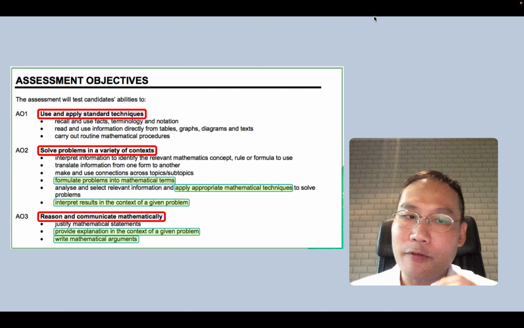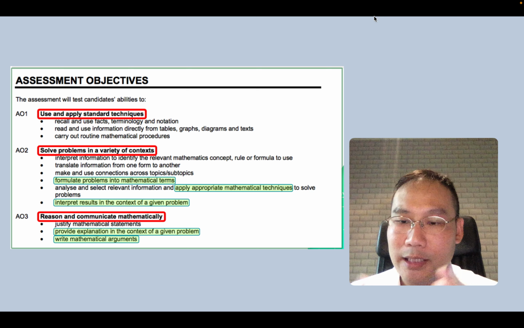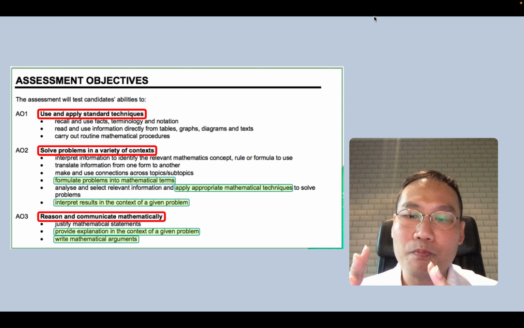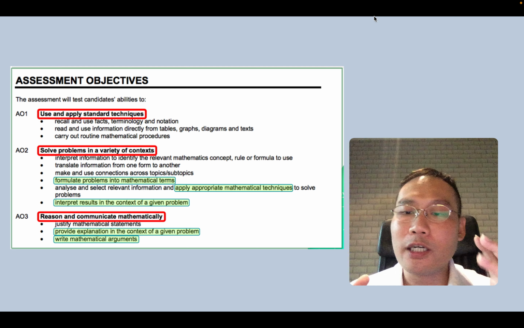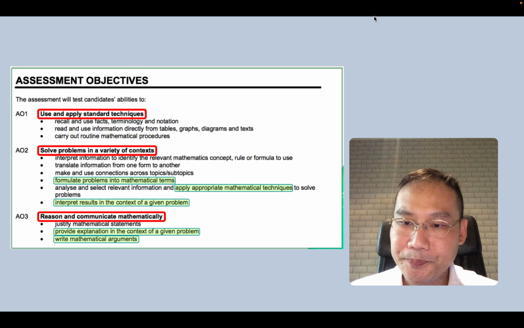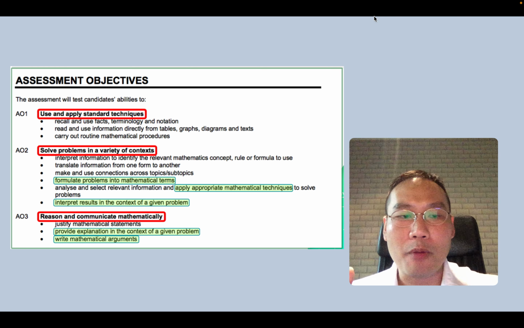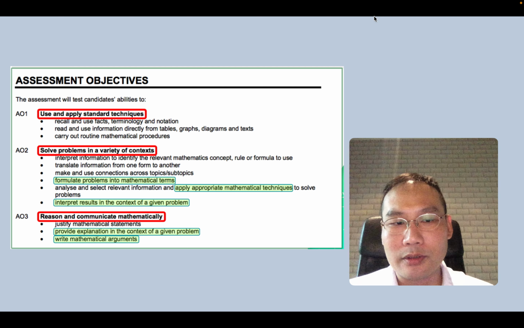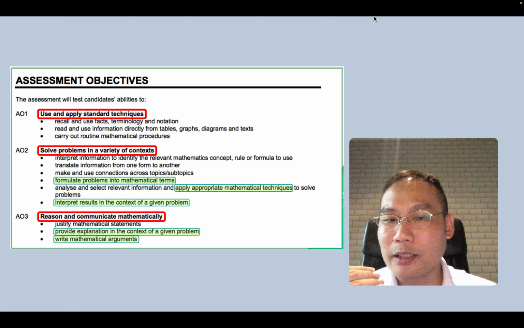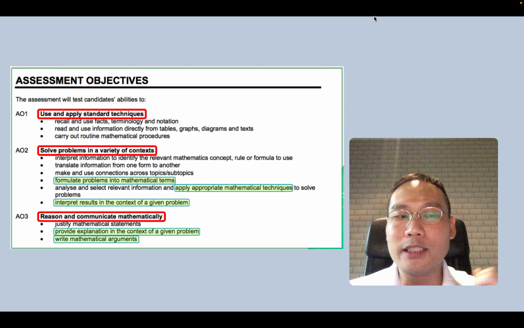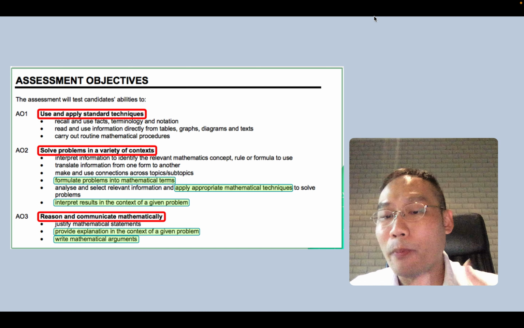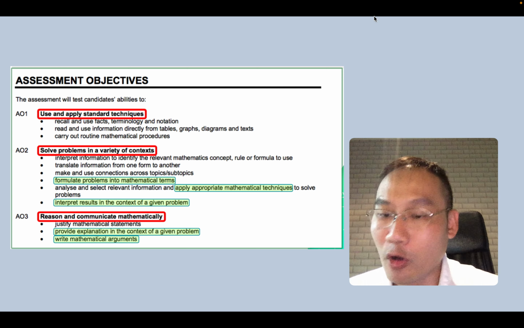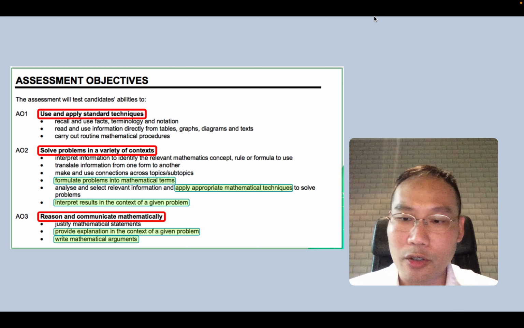At the next level, we will have AO2, assessment objective 2. This is to solve problems in a variety of contexts. So there will be certain scenarios that may be presented, and you need to ask the right question. The first step of Polya's, ask the right question, figure out what you need to do, extract the situation, and then formulate problems into mathematical terms. That's abstraction. Then we analyze, select the information we need, and then we use the mathematical technique to solve it. Finally, to interpret the results in the context of the given problem. So since it has a context, we always need to go back to the context. Looking back, that's the fourth step of Polya's problem solving algorithm.